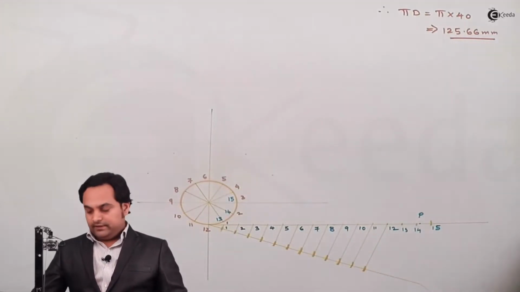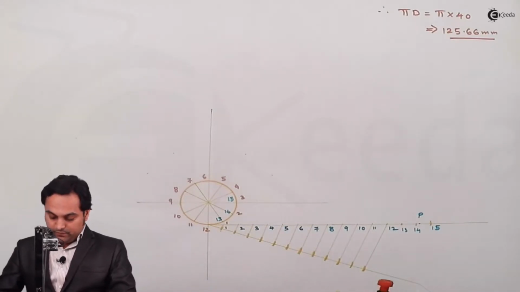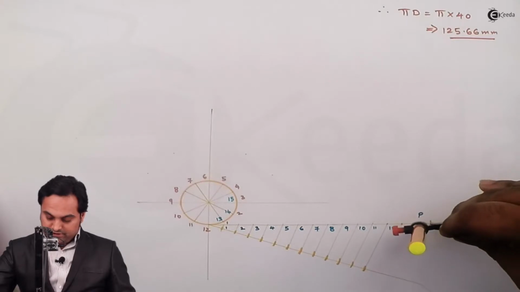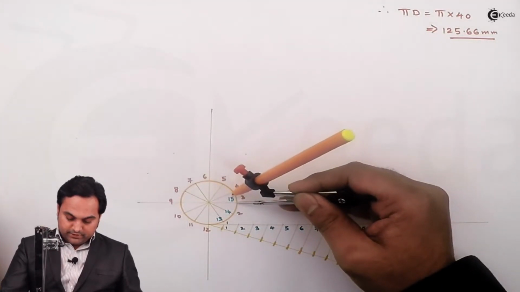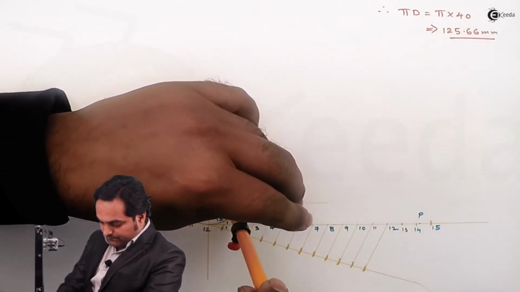So point P is from 15 towards 14. I'll mark it here, that is, keeping on 15, measuring up to point P. So marking from 15 towards 14.